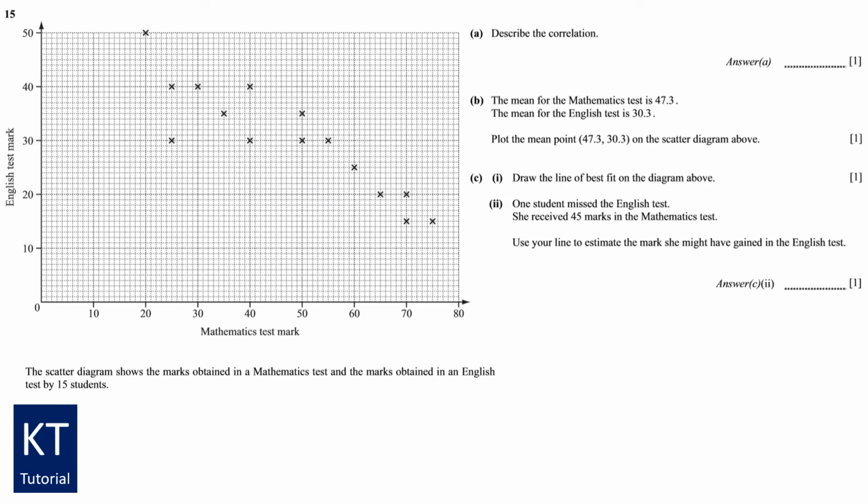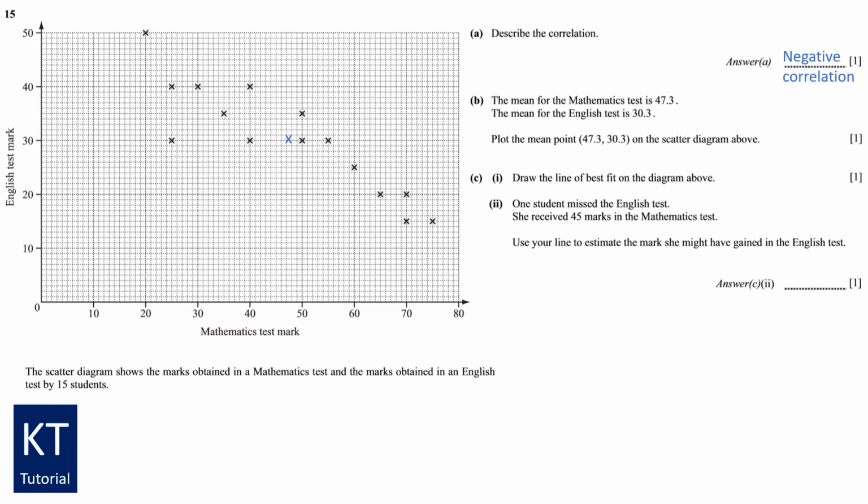Question 15. Describe the correlation. With those scoring high on mathematics scoring low in English, this is a negative correlation. Next, the mean for the mathematics test is 47.3. The mean for the English test is 30.3. Plot the mean 47.3 and 30.3 on the scatter diagram above. This is the blue plot on the diagram.